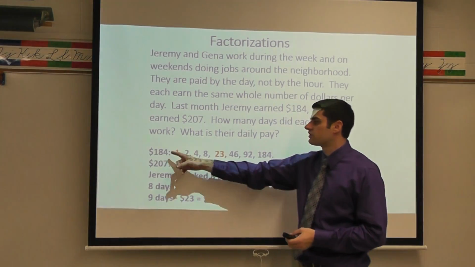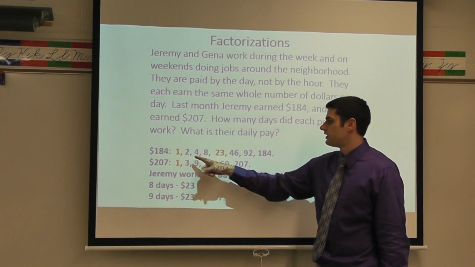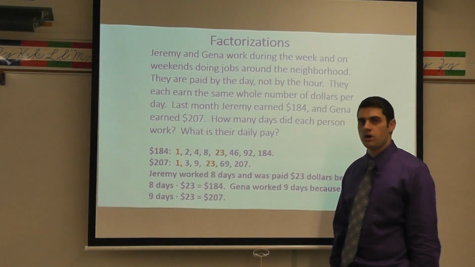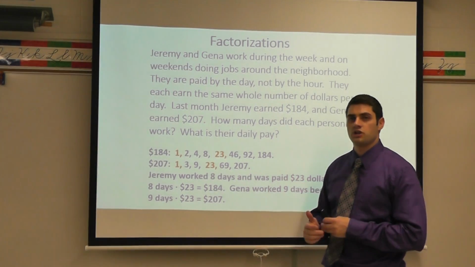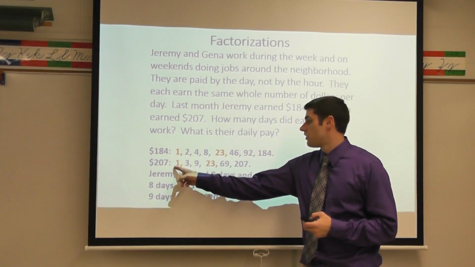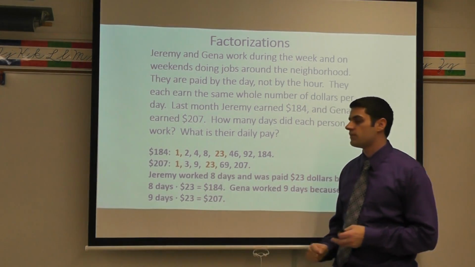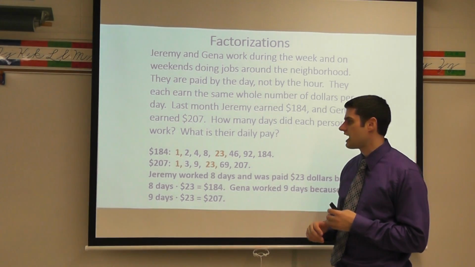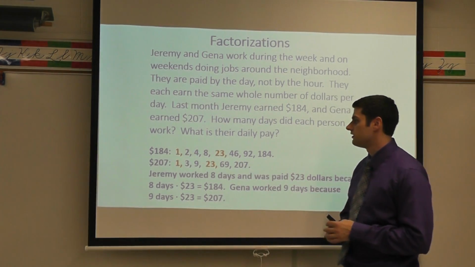If I use the factors of 184 and 207, I know that 1 and 184, 2 and 92, 4 and 46, and 8 and 23 are all the factor pairs of 184. Let me find the factor pairs of 207. 1 and 207, 3 and 69, and then 9 and 23 are the factor pairs of that number. Well, let's see what they have in common. They each have 1 in common, and they each have 23 in common.